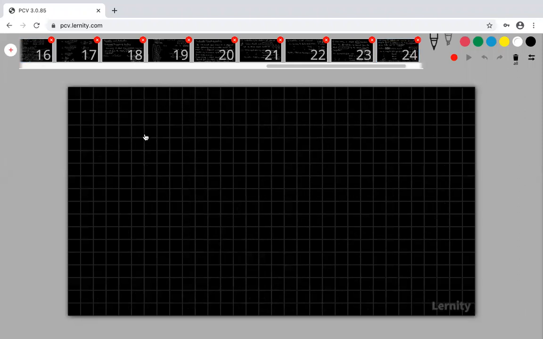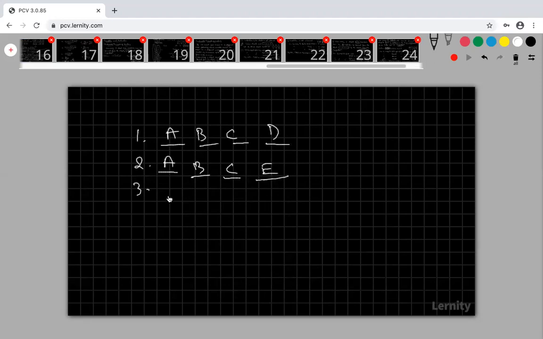So look at that, my 4-letter word. I am writing something: 1, 2, 3, 4. I am taking my A, B, C, D. This is my 4-letter word. My A, B, C, E. This is my 4-letter word. A, B, C, F. This is my 4-letter code.